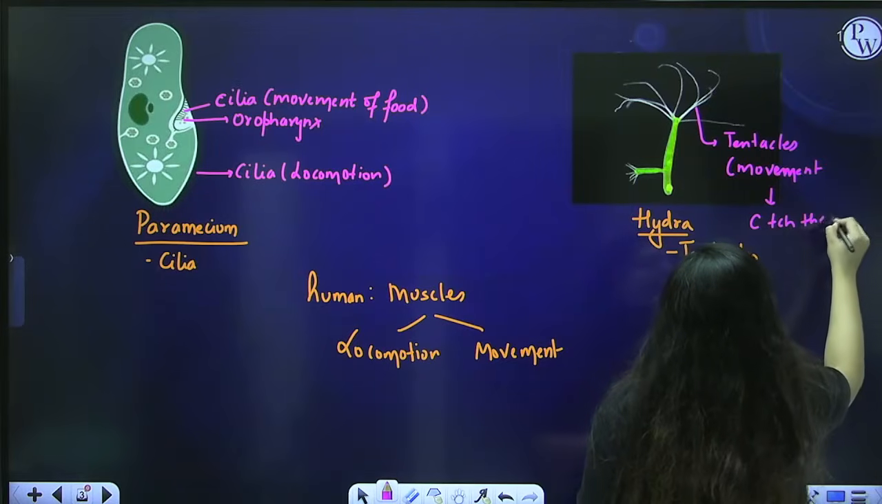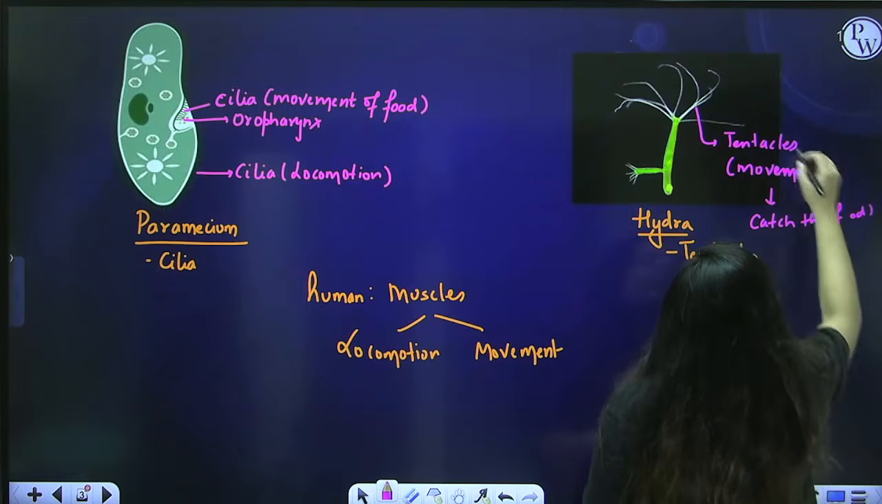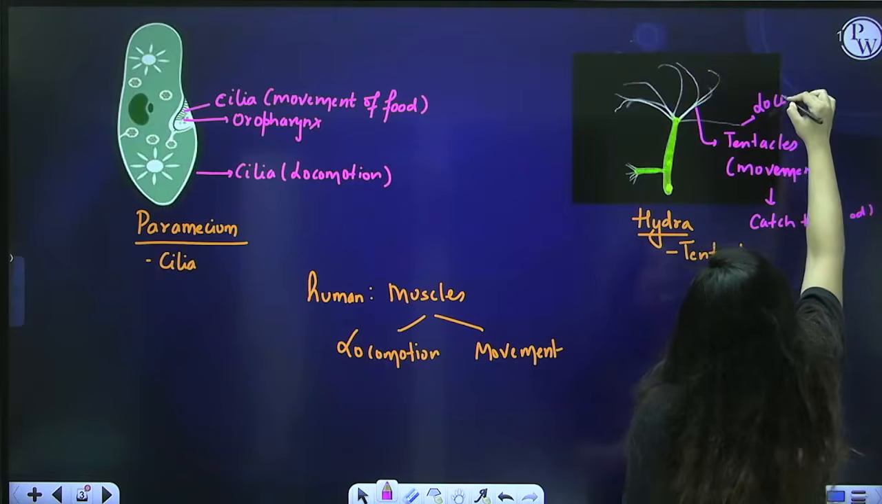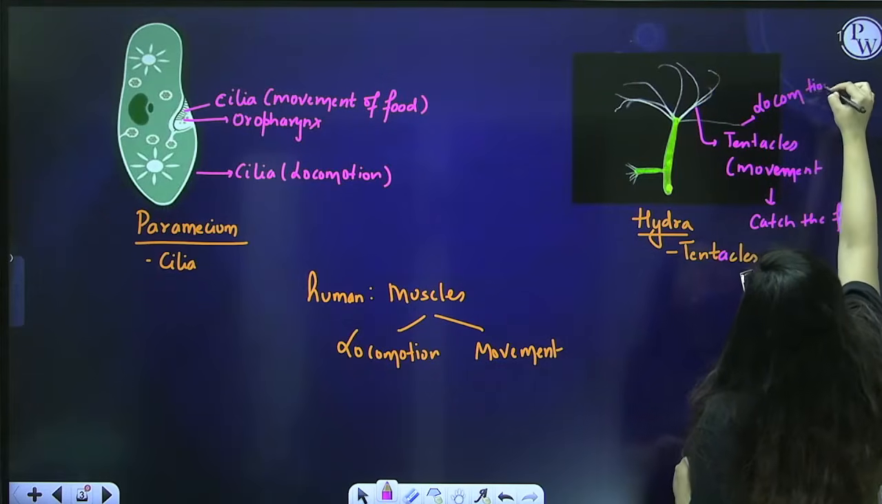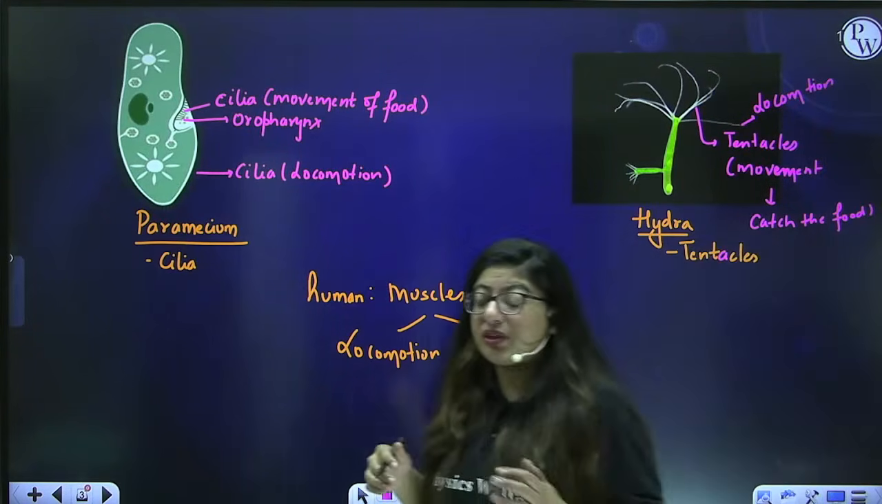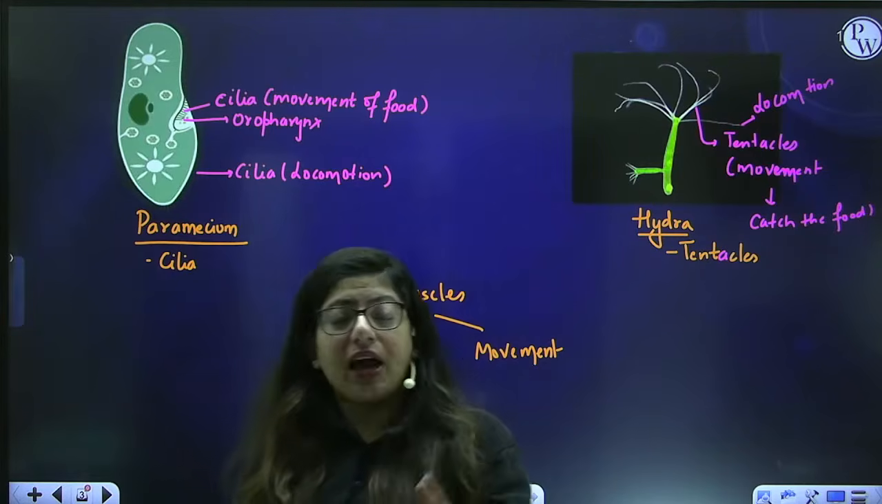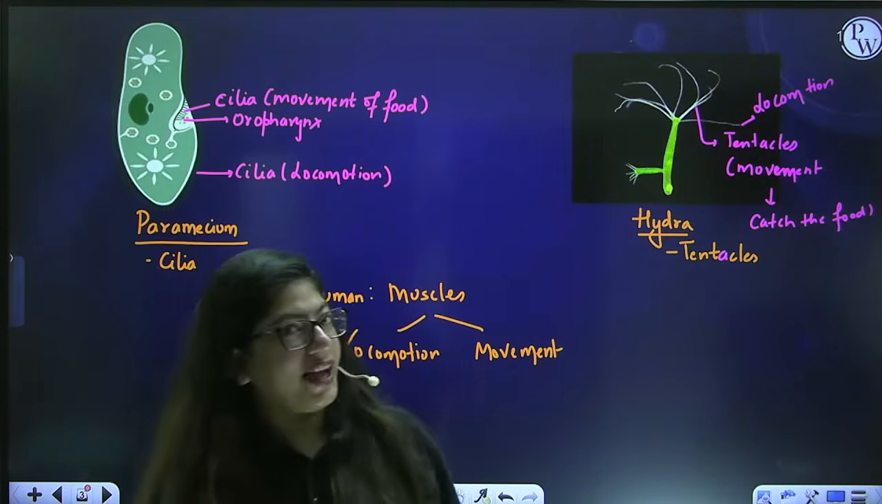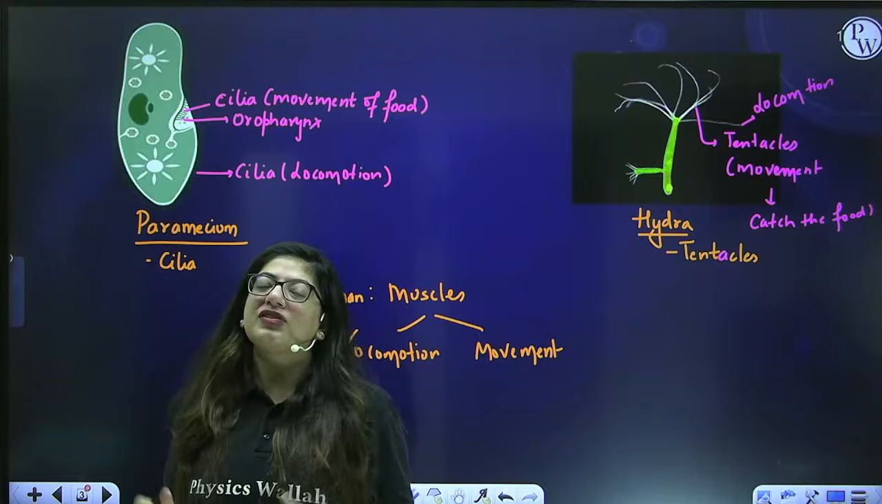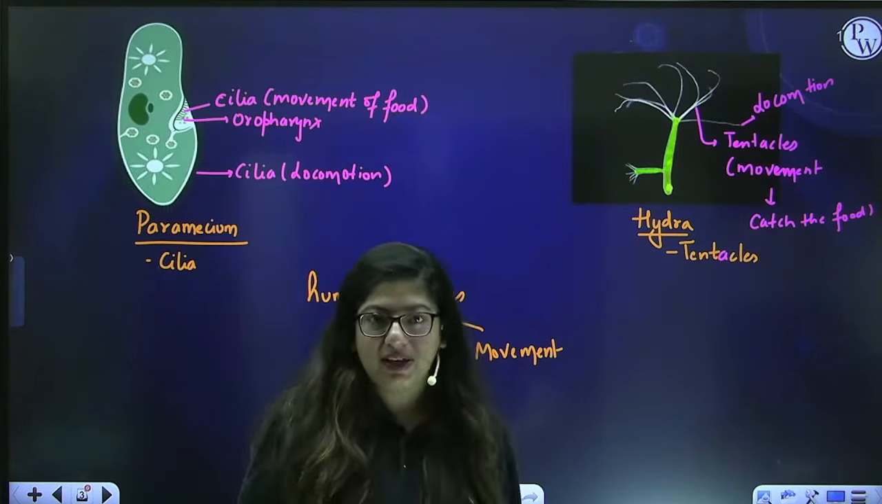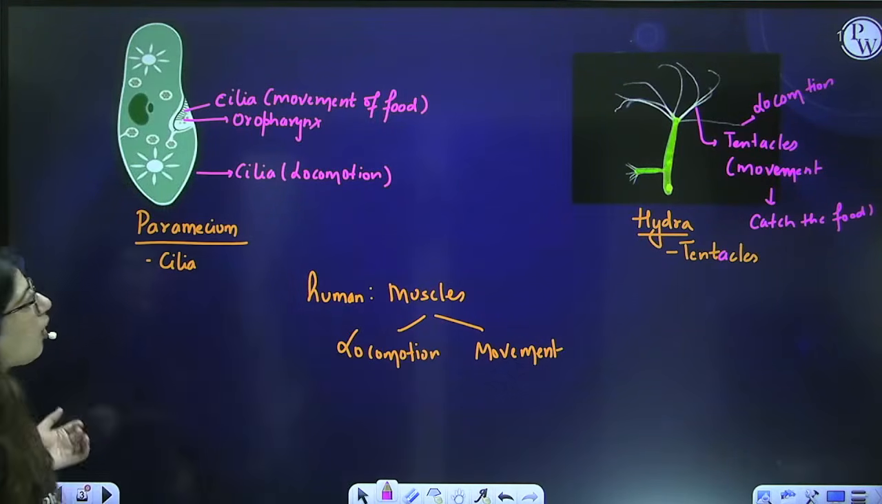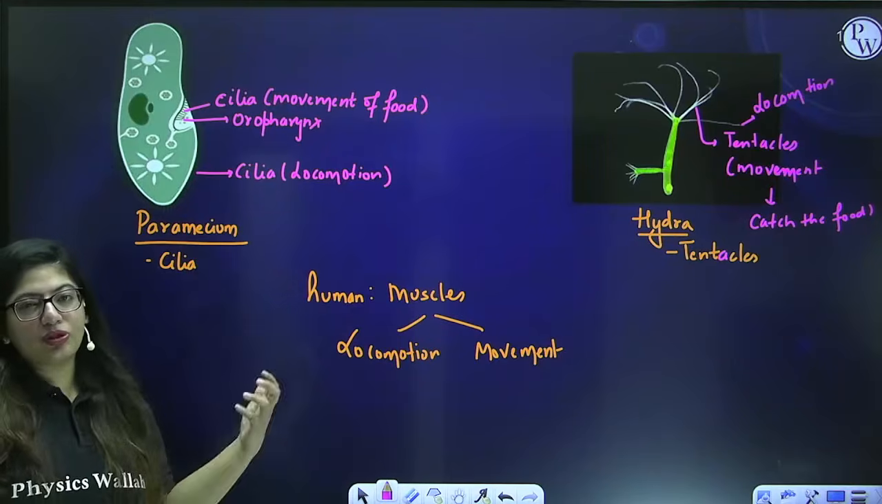If I talk about locomotion by the tentacles, yes, it helps it to move from one place to another. It also helps the hydra to swim. Because hydra is present in the water, it can help the hydra to swim as well. Fine, guys. So that's about how one structure can lead to both locomotion and movement.